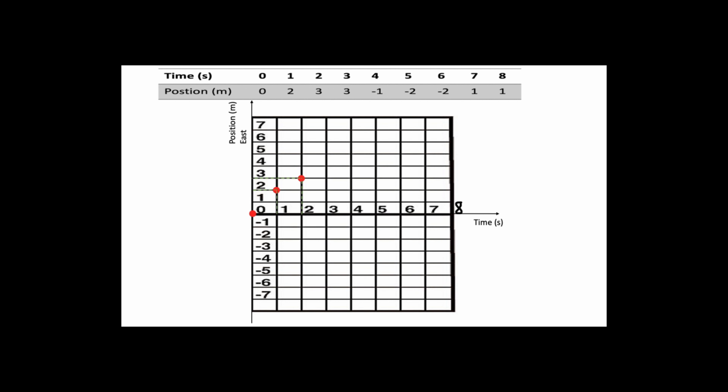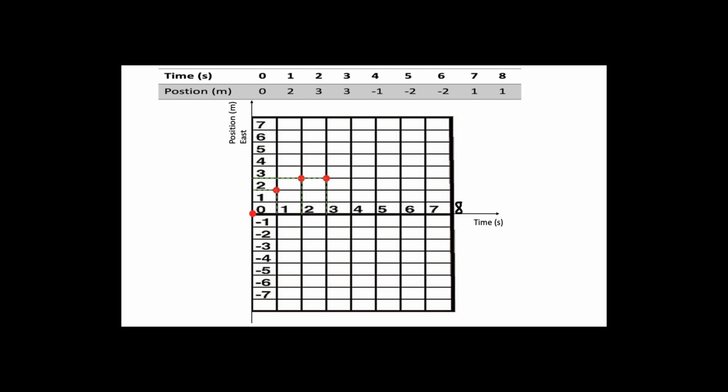At 3 seconds, the position was 3 meters. So this is 3 seconds. We draw a line parallel to the y-axis, and then a line parallel to the x-axis to the 3 meters. So this is the point. It should be at this intersection point.